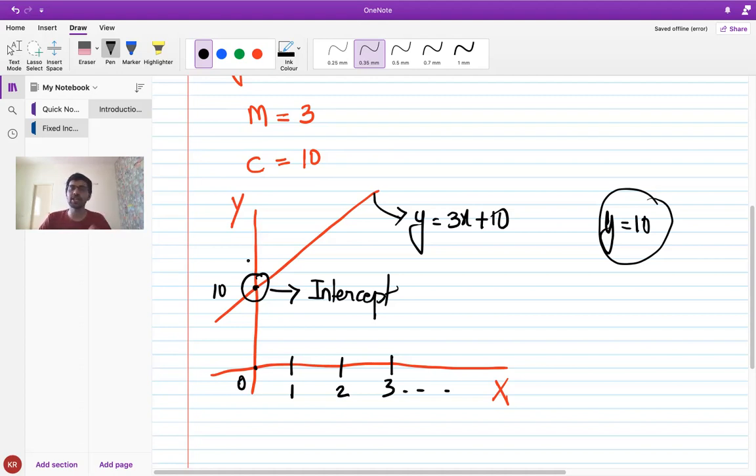Okay, so there are two meanings of intercept. One is it is the point where the line is actually cutting the y-axis, or the second way to understand is it is the value of y when x is equal to 0. That's clearly represented on the graph, because when x is equal to 0, we still have some value of y, and that is nothing but the intercept value.